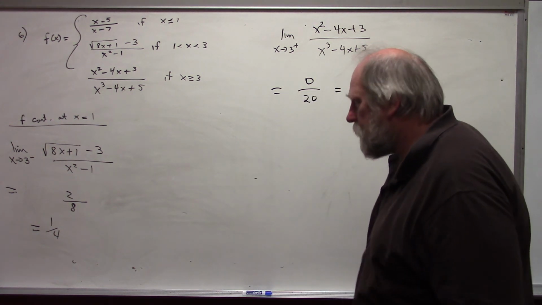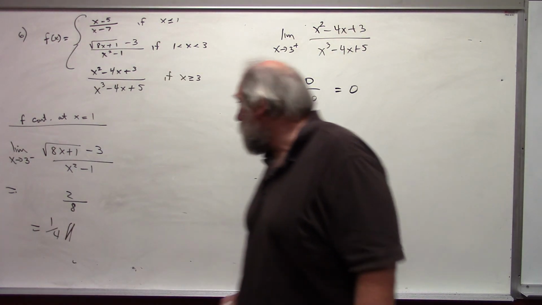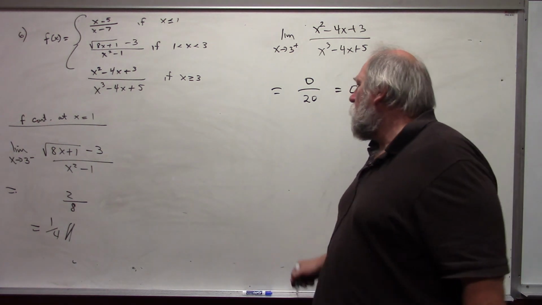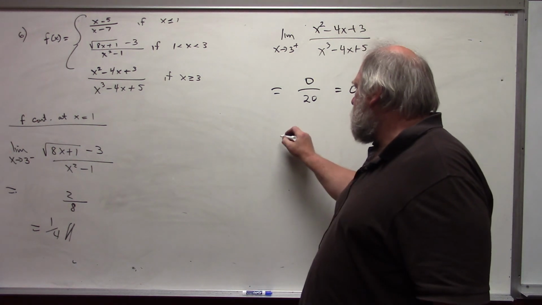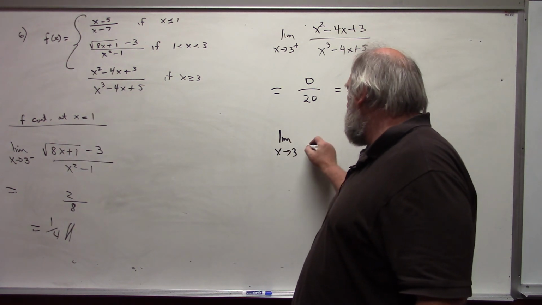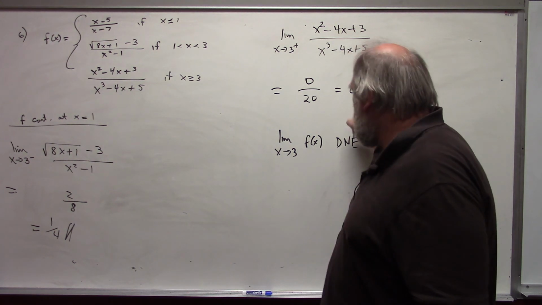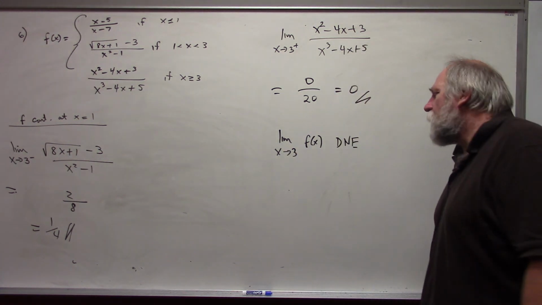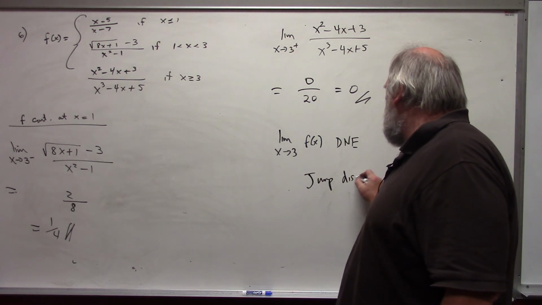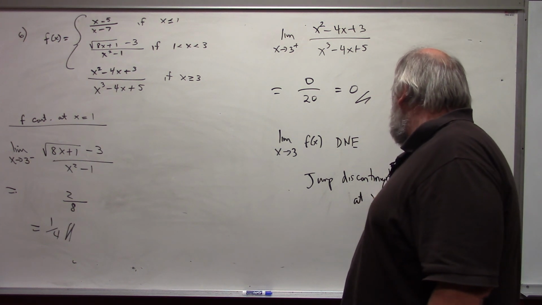So this comes out to be 0. In this case, the limit from the left was 1/4, the limit from the right was 0, therefore, the limit did not exist. Not that we're really asked that, but I'm just saying. And since each of these are real numbers, we have a jump discontinuity at x equals 3.